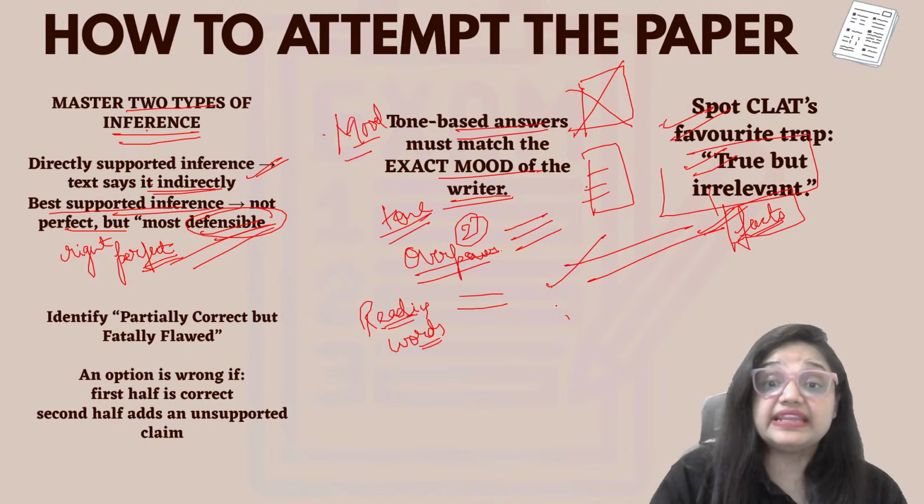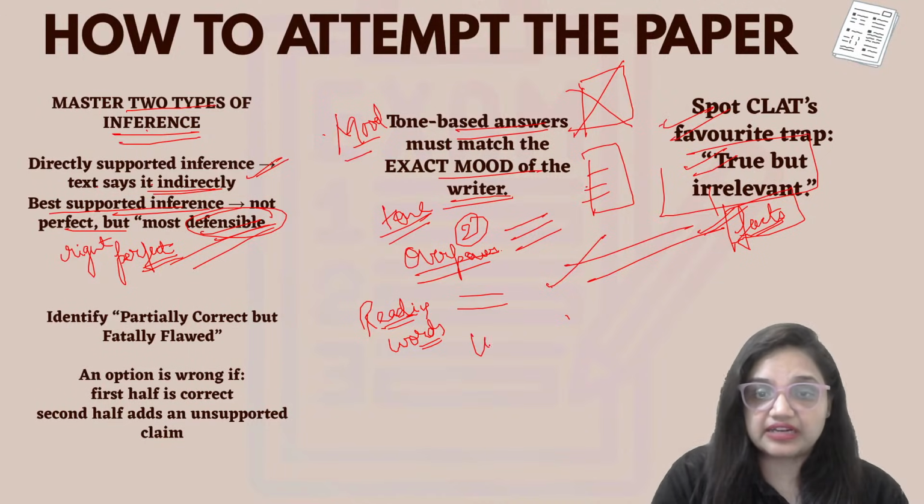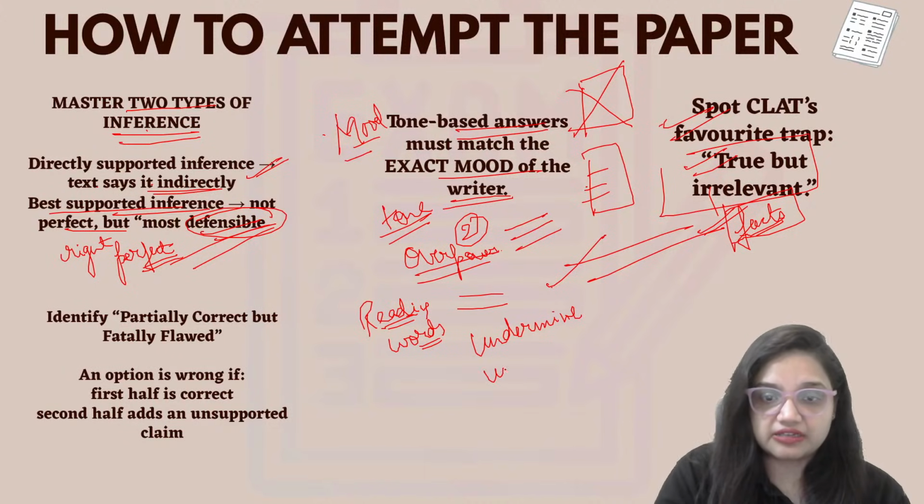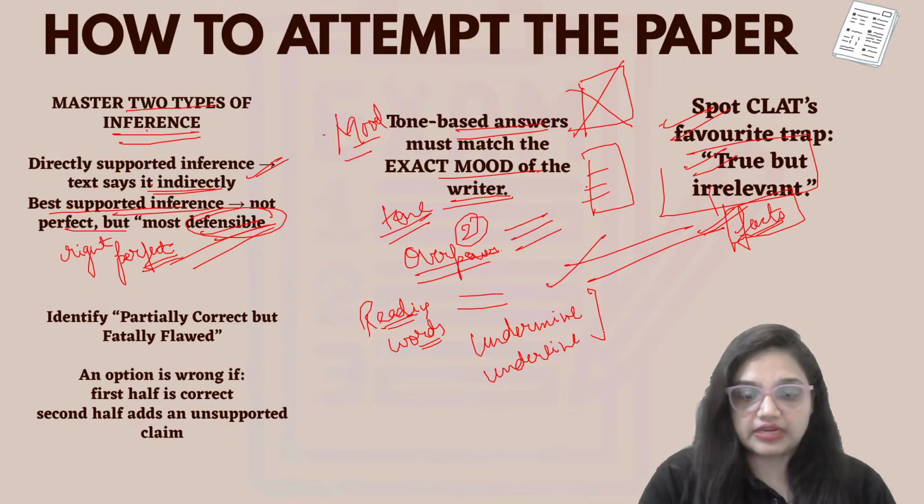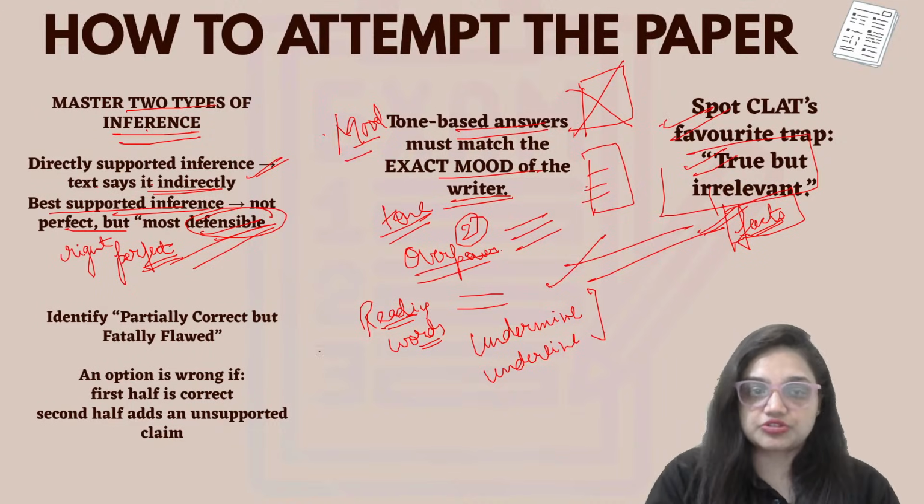And undermining means weakening. Understood? It's undermining. Undermine and underline, these are two different words. Okay? Understood? Yes, 20 is a good score.